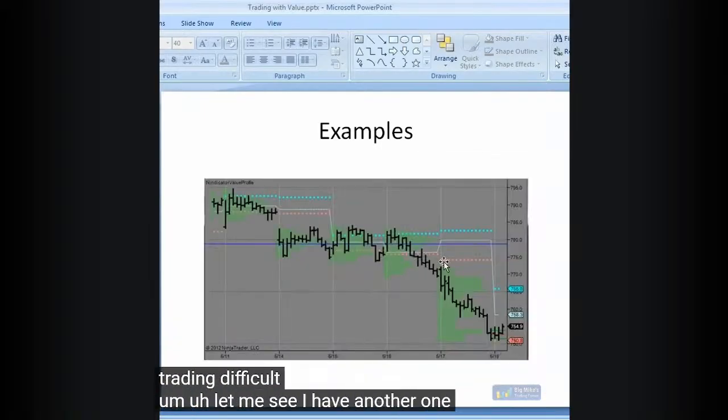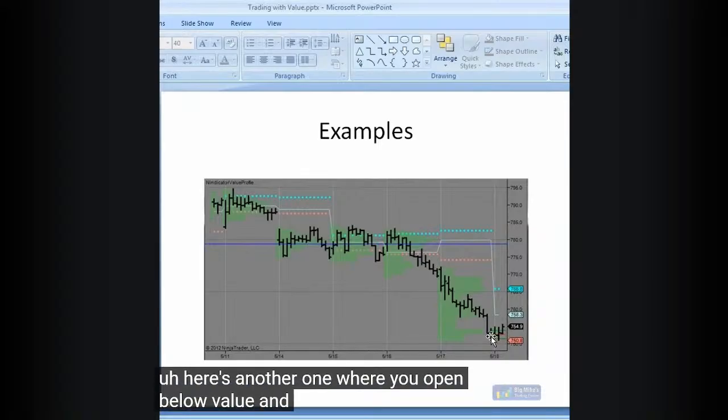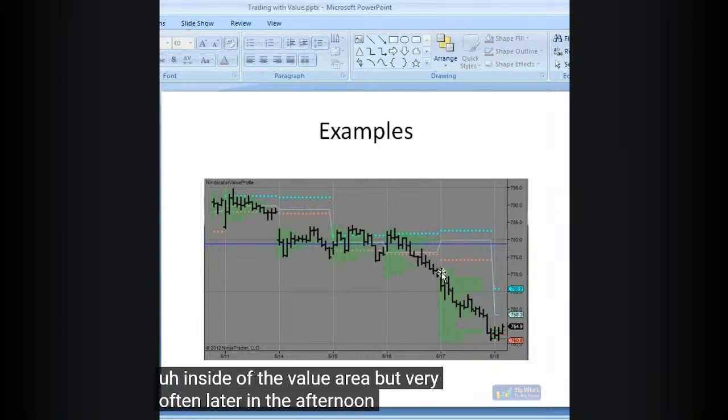Let me see if I have another one here. Here's another one where you open below value and you just head south all day. This one you open in value. Typically you would range inside of a day like that, inside of the value area. But very often later in the afternoon you'll break a little lower.